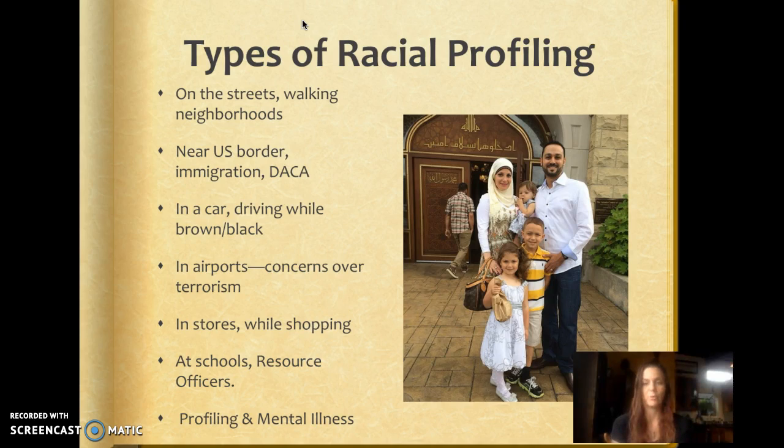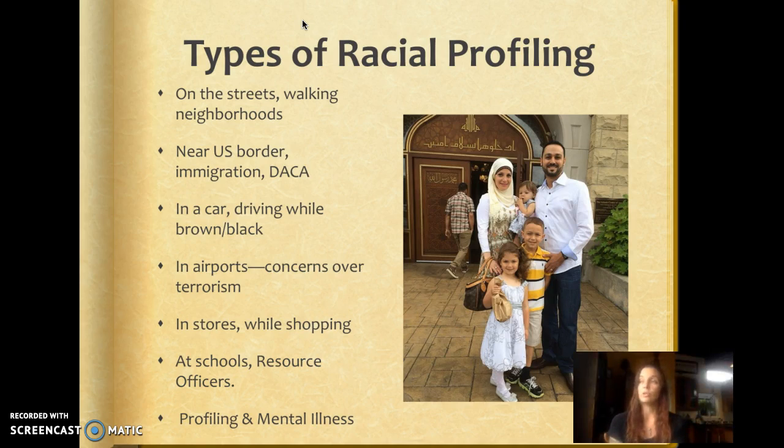So, types of racial profiling. These are the types that we are going to start from and that I'm going to ask you to choose. That will be the overarching focus of your paper, and within that, you'll be able to talk about a variety of things. There's racial profiling that happens on the streets or walking in neighborhoods. I would also say in someone's home, if you wanted to focus on that, because we've had those situations as well. Then near U.S. borders, any kind of profiling regarding immigration or around DACA students.